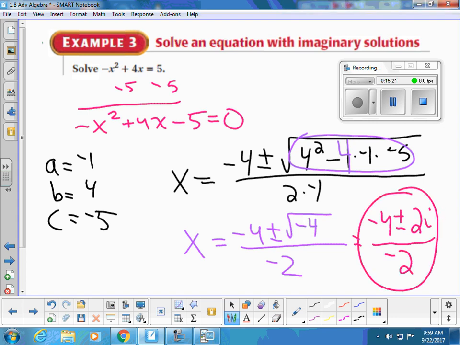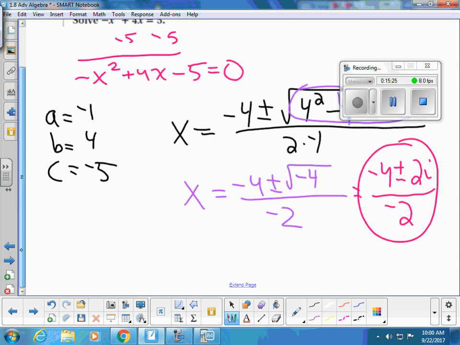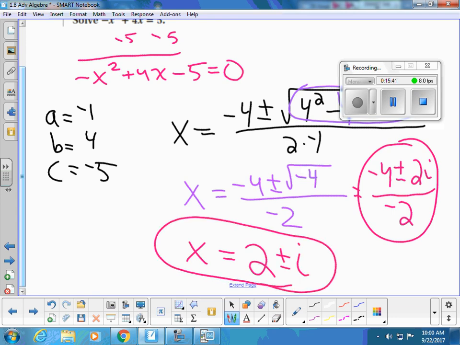We are going to clean it up a little bit and make it look nicer because it can simplify down a bit, but that's pretty much the answer. So you're going to take a -4, divide by -2, and get a +2. And then you're going to take a 2i and divide that by -2, and that would be a -1i. That's your answer. 2 plus or minus i. You basically divide them both by -2.